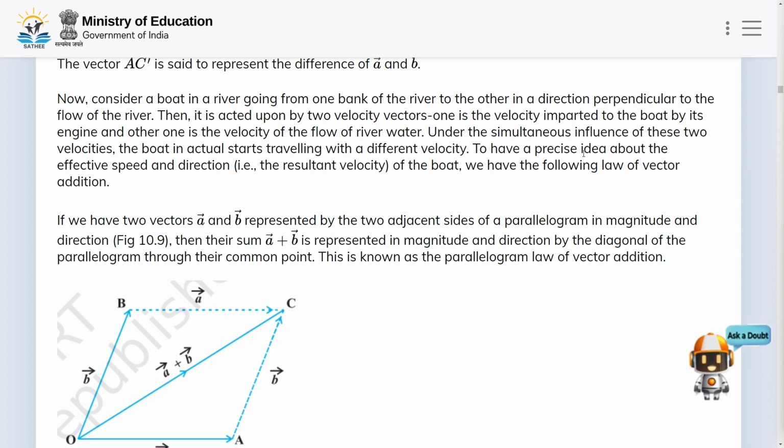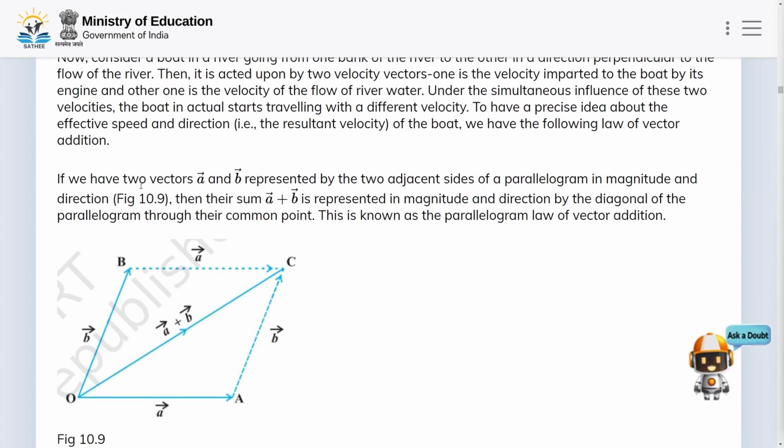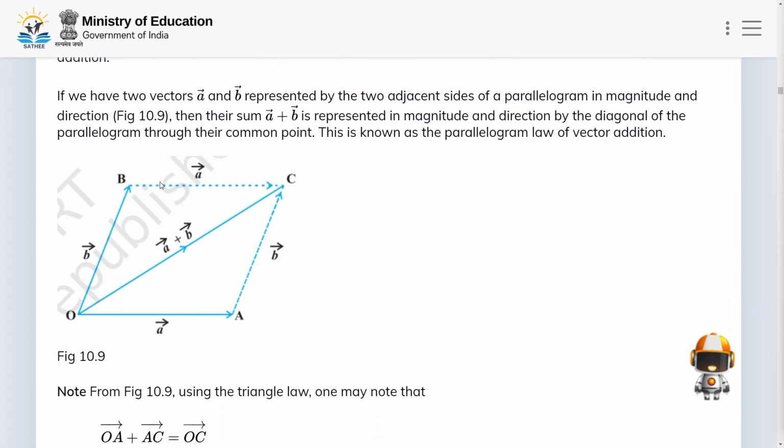To have a precise idea about the effective speed and direction of the boat, we have the following law of vector addition. If we have two vectors, vector A and vector B, represented by the two adjacent sides of a parallelogram in magnitude and direction, as you can refer to this figure, then their sum, vector A plus vector B, is represented in magnitude and direction by the diagonal of the parallelogram through their common point. This is known as the parallelogram law of vector addition.